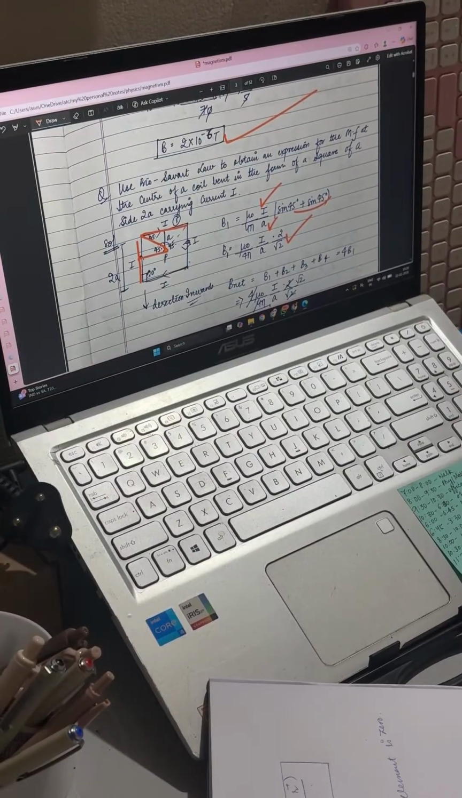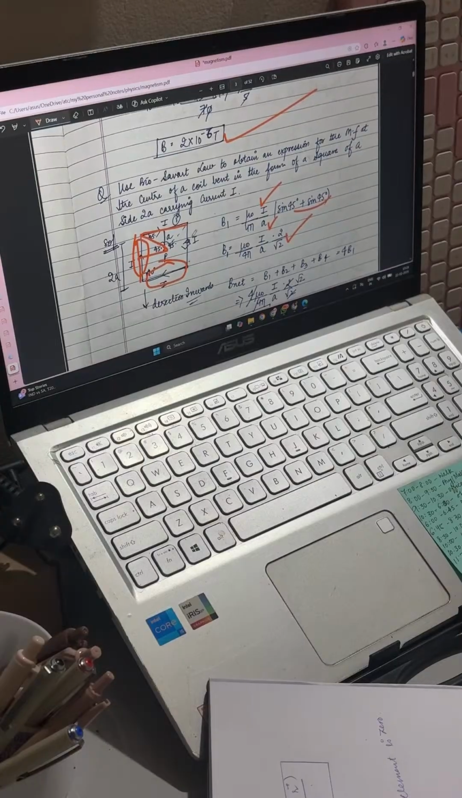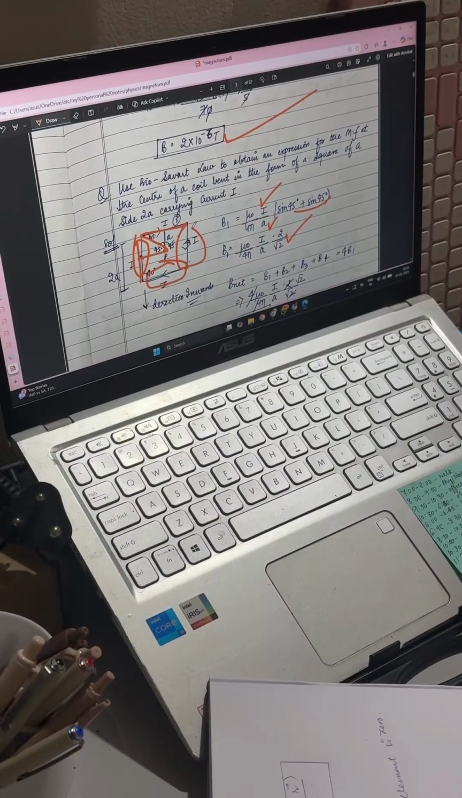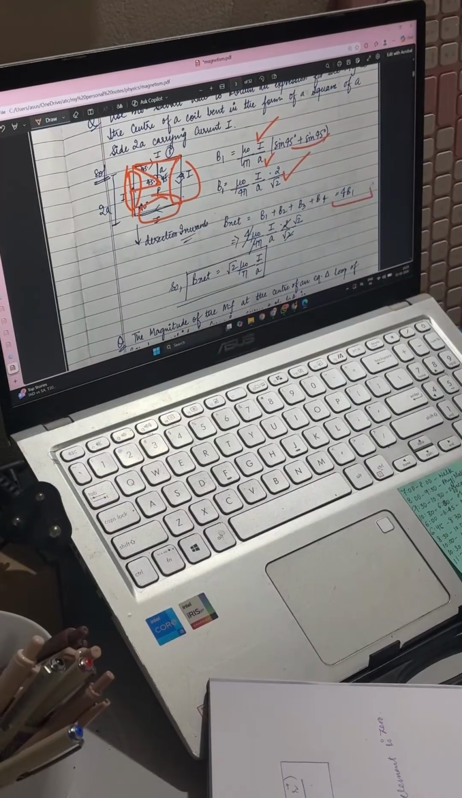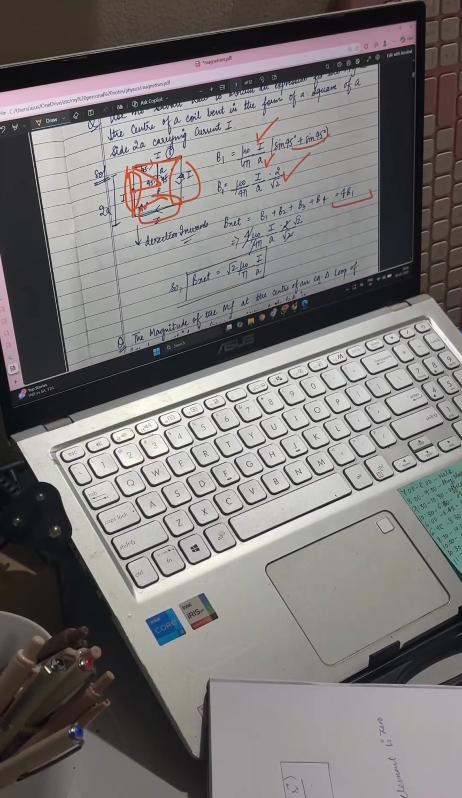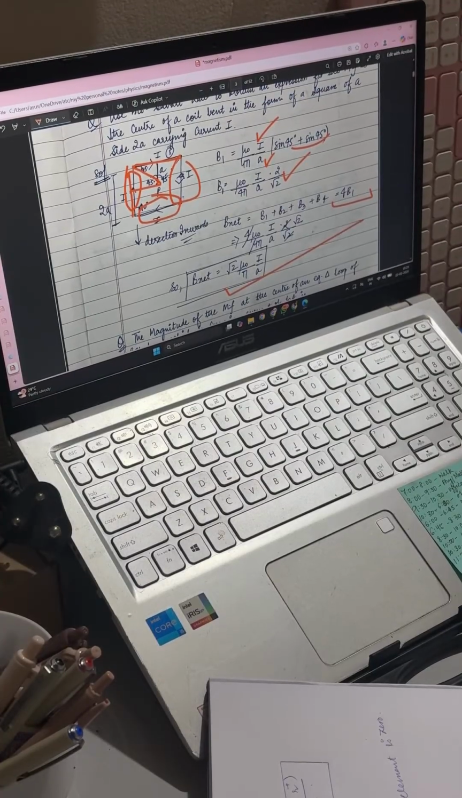Okay. Now we need to find it because of this side and this side. Now because all this is symmetrical, all the B1, B2, B3, B4 will be similar. And that's how we get 4 times B1. And when you substitute 4B1, you get this: B net is equal to root 2 B0 pi I by 8.